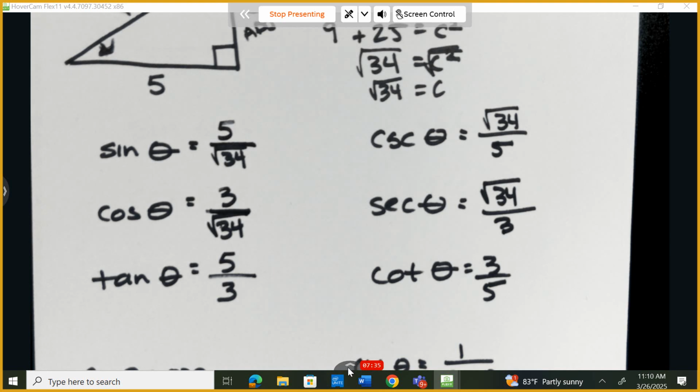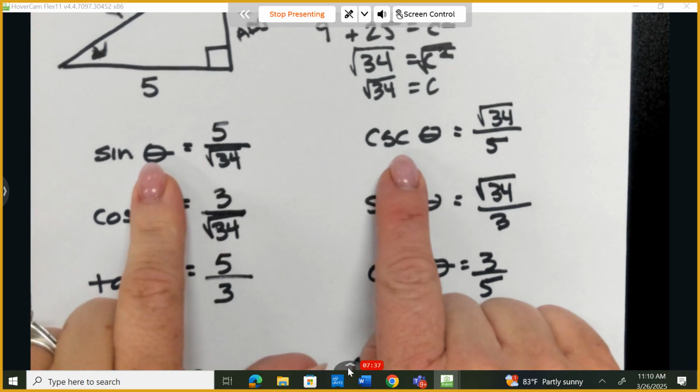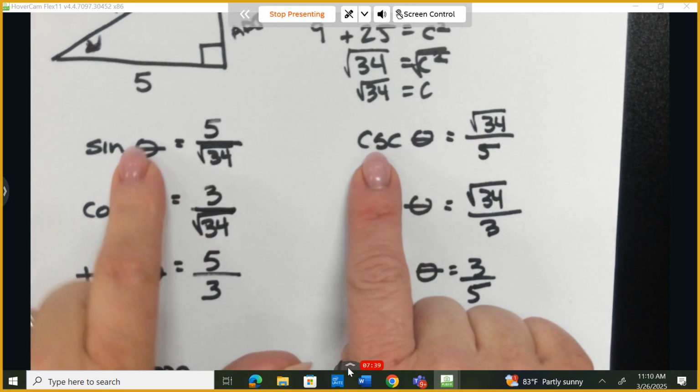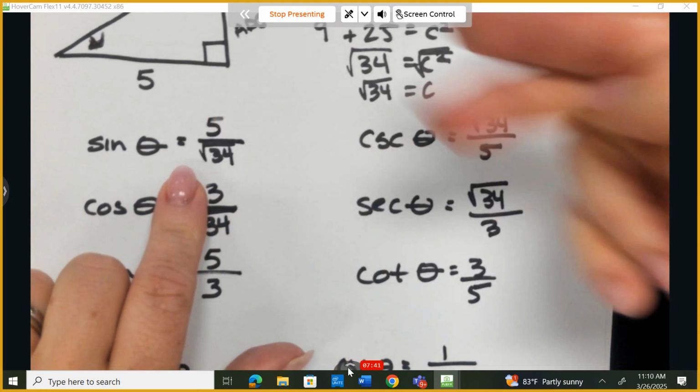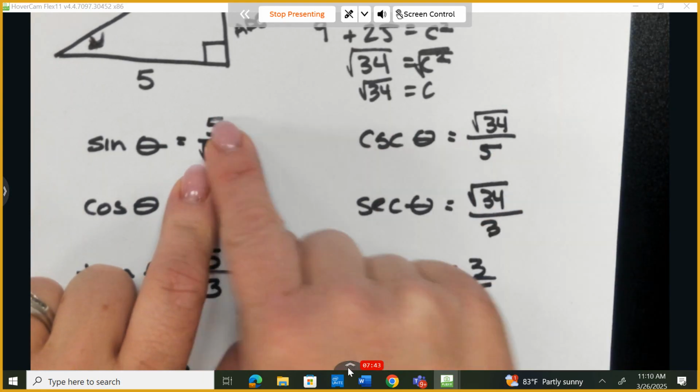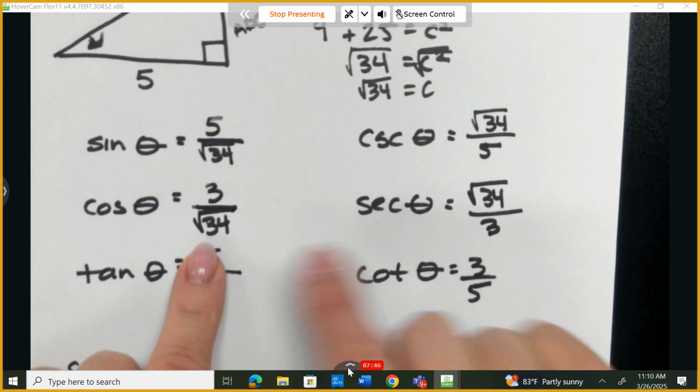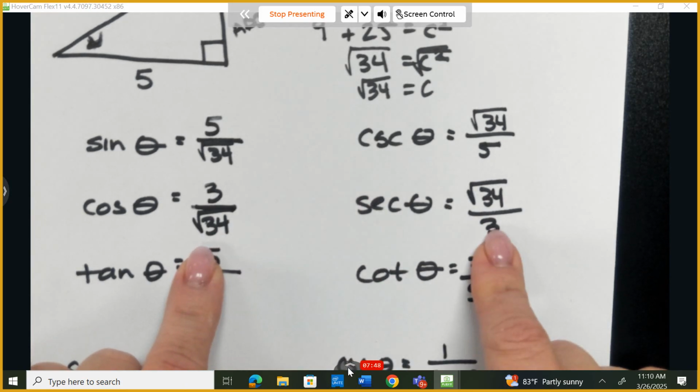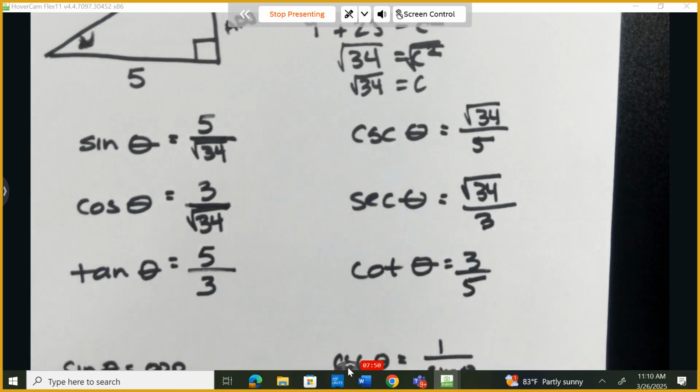So these two have a relationship. Once you find the sign, you're going to flip it. The bottom goes to the top, and the top goes to the bottom. These two have a relationship, it just flips. It's the same thing, you just flip it. That's what you do.